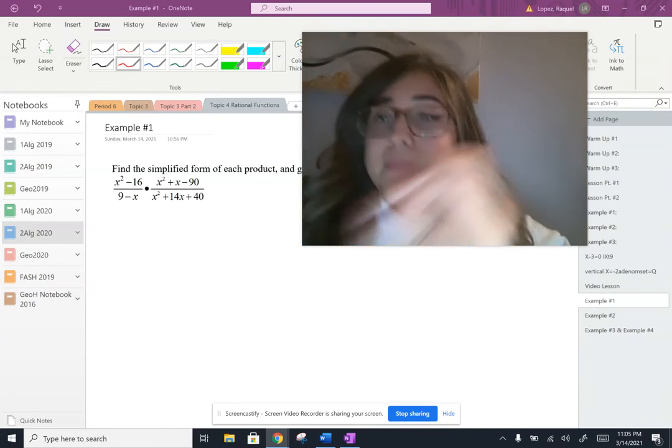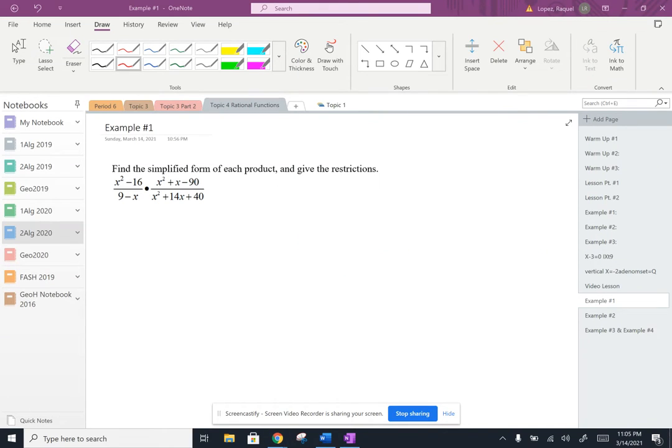Time for example 1. All right, so we want to simplify this fraction and also write our restrictions. The first thing we want to do is focus in on this first fraction and look at the numerator. I see that my numerator is x squared minus 16.